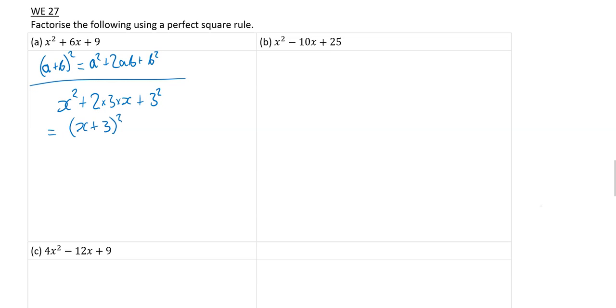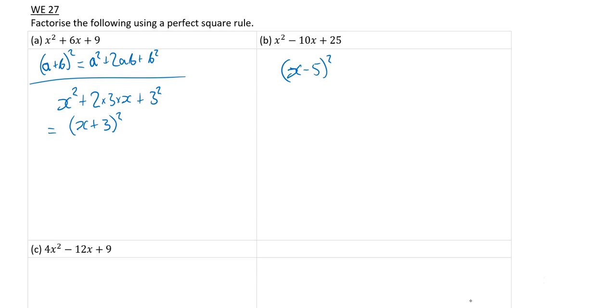Okay. So because of that, I'm going to fly through these last three here. These last three, I'm just going to factorize them normally. Two numbers multiplied to give me 25 and add to give me negative 10. So x minus 5 squared. Great, done. I just factorized it.